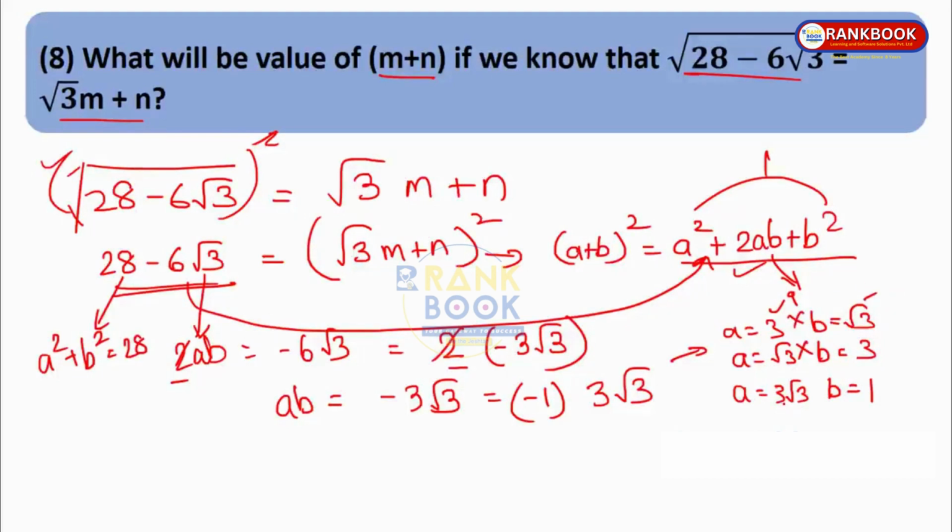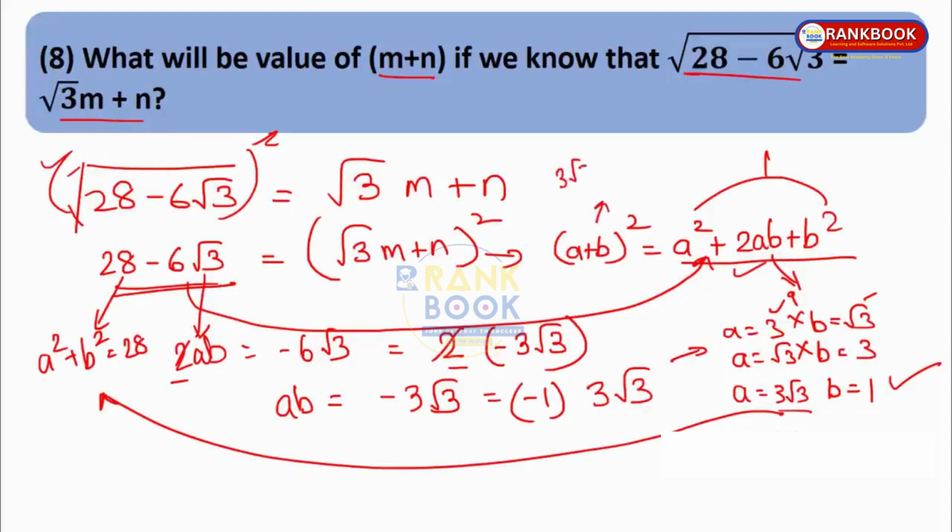This also will not be the answer. 3 root 3: a square is 9 into 3, 27. B square is 1. 27 plus 1 is 28. This satisfies the equation. So a is 3 root 3 and b is 1. So what do we have over here if we substitute the values? 3 root 3. Now we will not write plus 1, because we already have the minus sign. So we will have minus of 3 root 3 as ab.